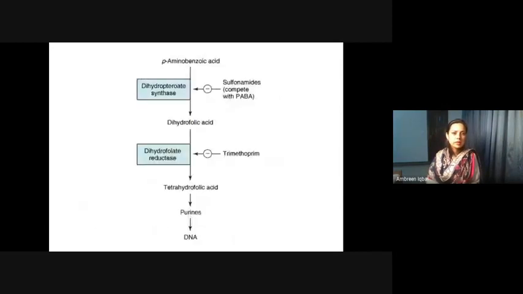You can see in this figure, the para-aminobenzoic acid converts into dihydrofolic acid with the help of the dihydropteroate synthetase enzyme, and sulfonamides inhibit here. Next, in the coming few slides we are going to discuss trimethoprim, which inhibits dihydrofolate reductase and thereby inhibits the conversion of dihydrofolic acid to tetrahydrofolic acid.